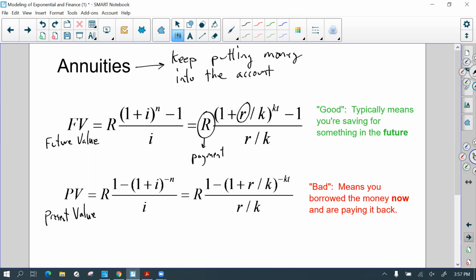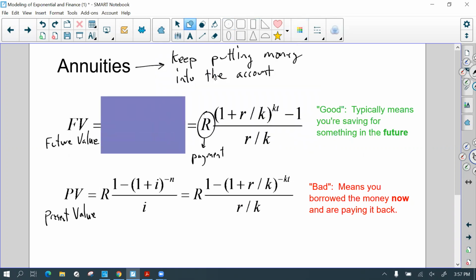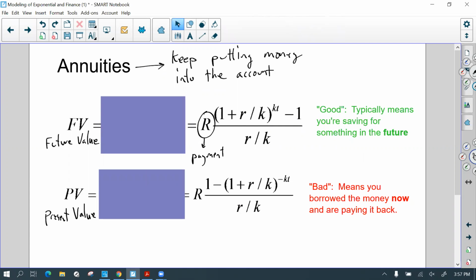Everything else means the same thing. R is the annual rate. K is how often it gets compounded. It also represents how often you're putting the money in. And T represents for how long you are putting the money in for. These first 2 equations are just another way to express it, and I don't want to confuse you, so we just ignore them.